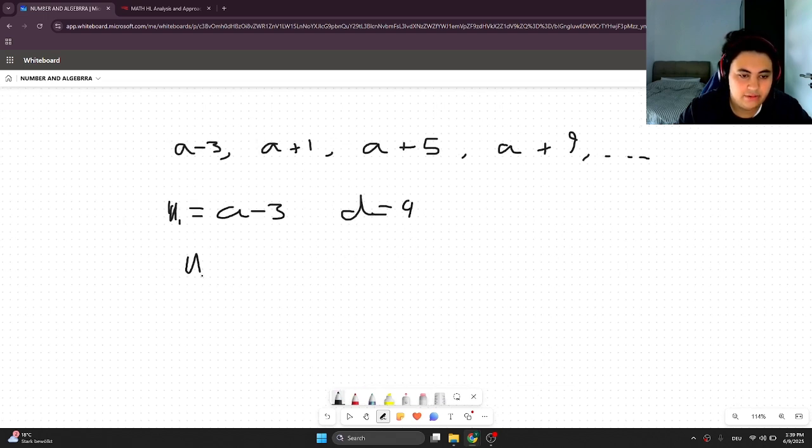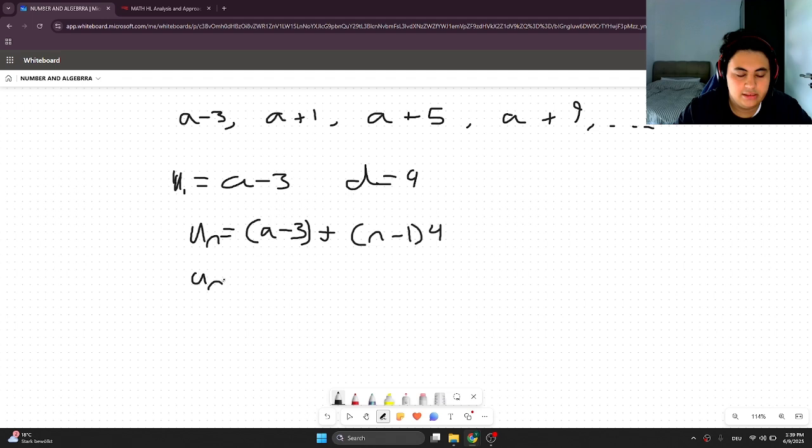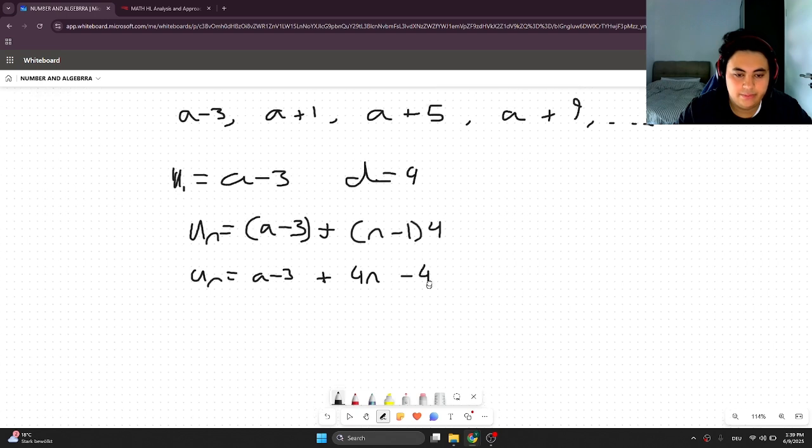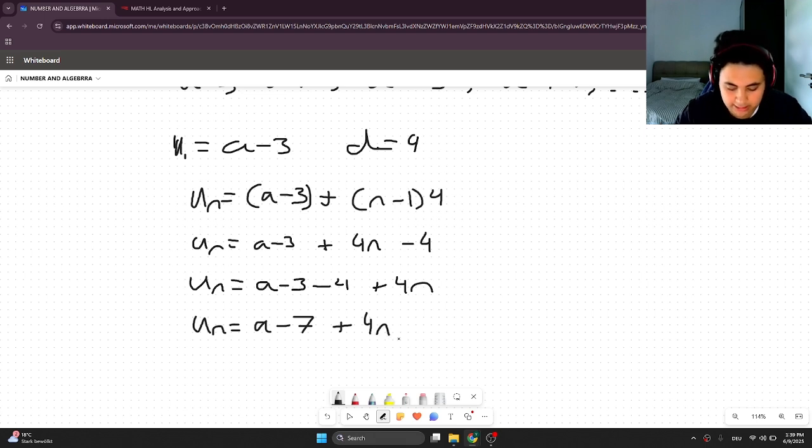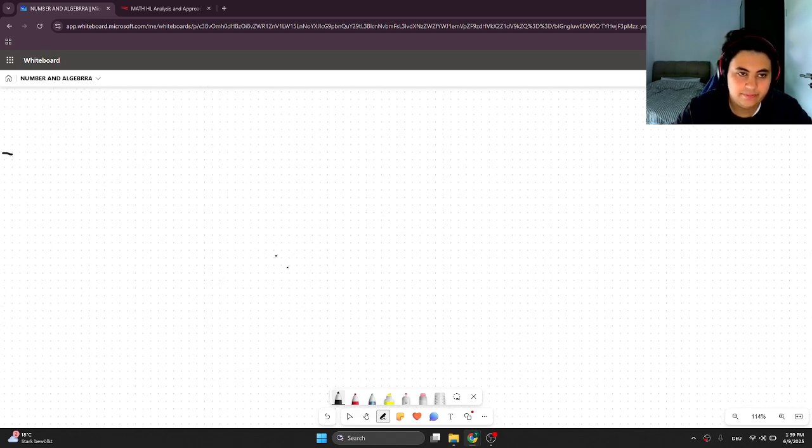So let's build the nth term sequence. Un is equal to a minus 3 plus, I'm going to put this in a bracket, (n minus 1) times 4. So this is going to give us a minus 3 plus 4n minus 4. So un is equal to a minus 3 minus 4 plus 4n. I just moved the minus 4 here so we can visualize it better. Negative 3 minus 4 is negative 7, so a minus 7 plus 4n. That is correct. Okay, good. Let's move on.